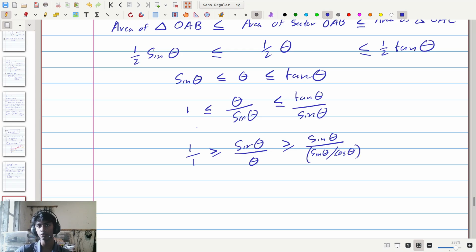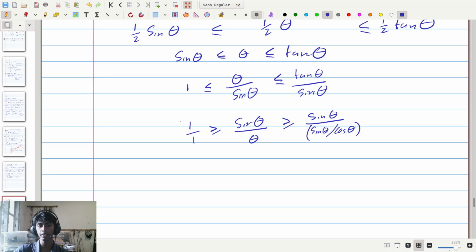If you don't remember this one, go to this video right here. So then, simplifying everything out, we can see that 1 is greater than or equal to sine theta divided by theta, which is itself greater than or equal to, here sine theta divided by sine theta is going to be 1, and then 1 divided by cosine theta is going to be cosine theta. So here we have this.